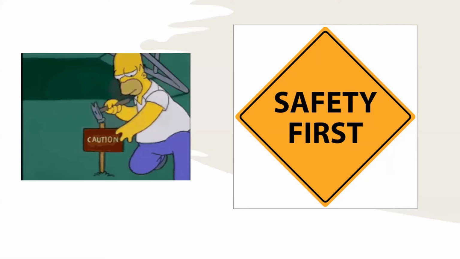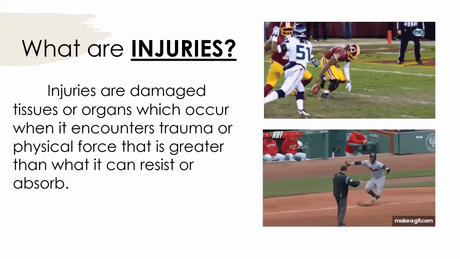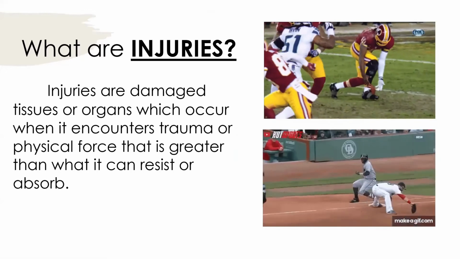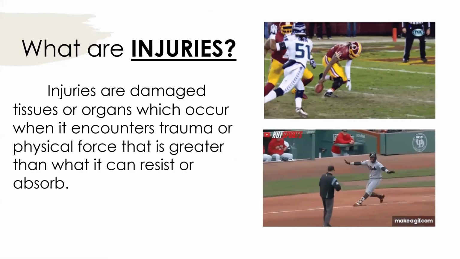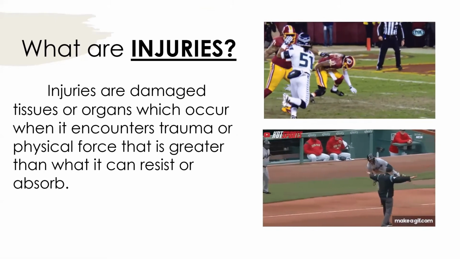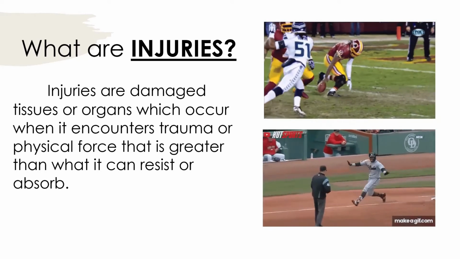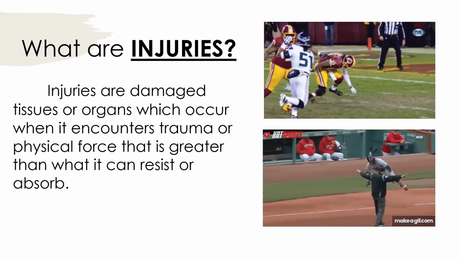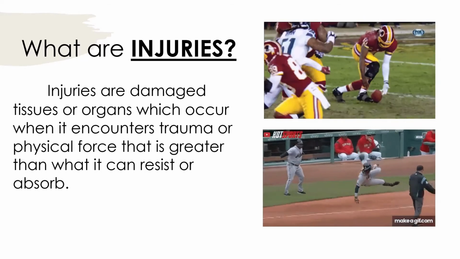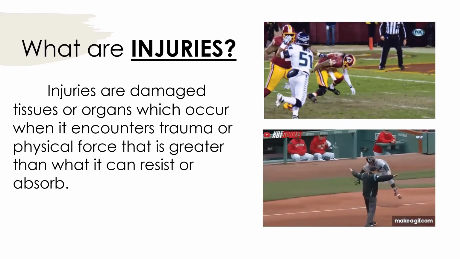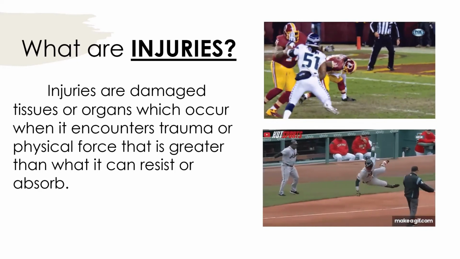First, let's define what injuries are. Injuries are damaged tissues or organs which occur when they encounter trauma or physical force that is greater than what they can resist or absorb. The tissues are able to withstand varying degrees of stress and strain, but they will break down if they experience an impact that is stronger than what they can tolerate.